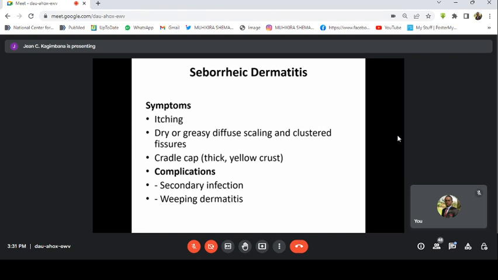Now, the presentation of seborrheic dermatitis is itching, dry or greasy diffuse scaling and crusted lesions, and cradle cap. Cradle cap is made of crusts in severe cases, like in HIV. Of course, secondary infection and weeping dermatitis as complications.